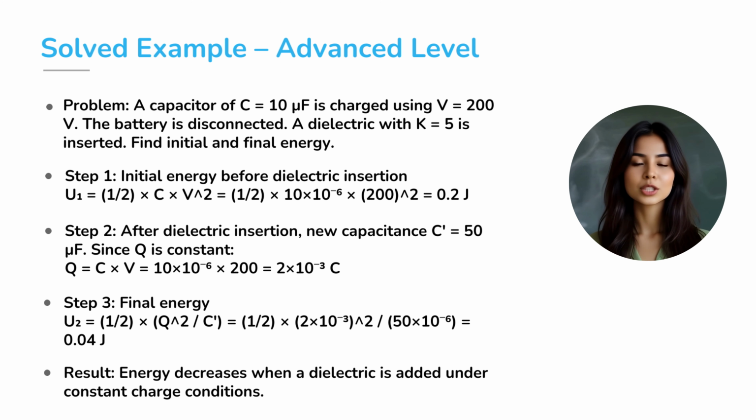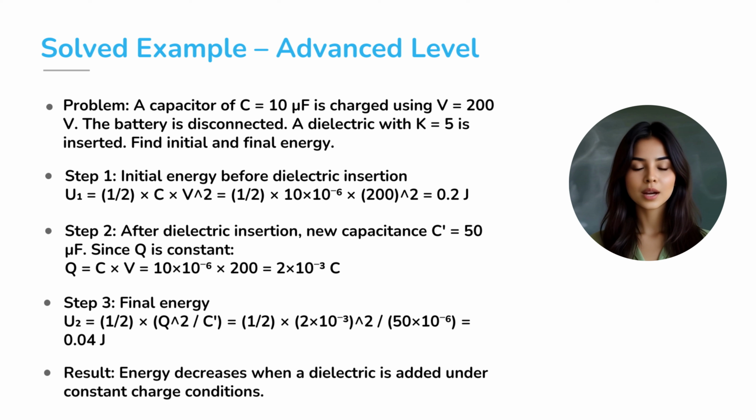Step 1. Initial energy. Use the formula U equals 1/2 multiplied by C multiplied by V squared. Substituting the values, U equals 1/2 multiplied by 10 times 10 to the power minus 6 farads multiplied by 200 squared. This gives U equals 0.2 joules.